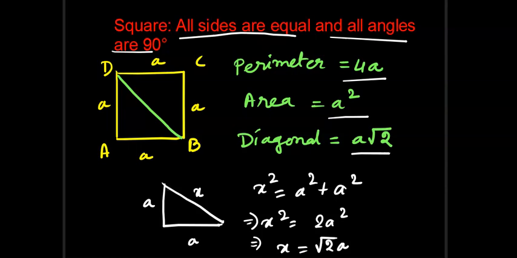So here this is a square. One diagonal is X. So apply Pythagoras theorem in this right angle triangle. Therefore X square is equal to A square plus A square. X square equal to 2A square, X equal to root 2 A.